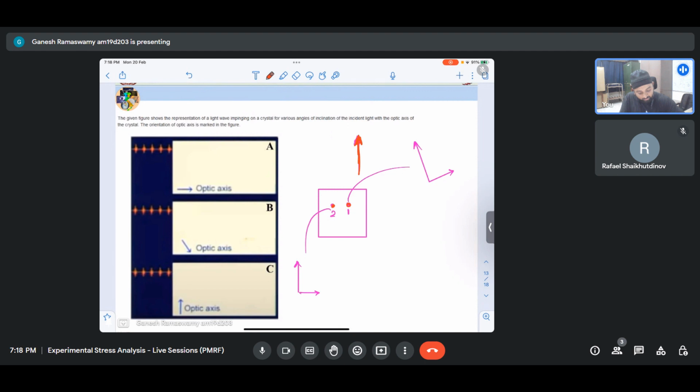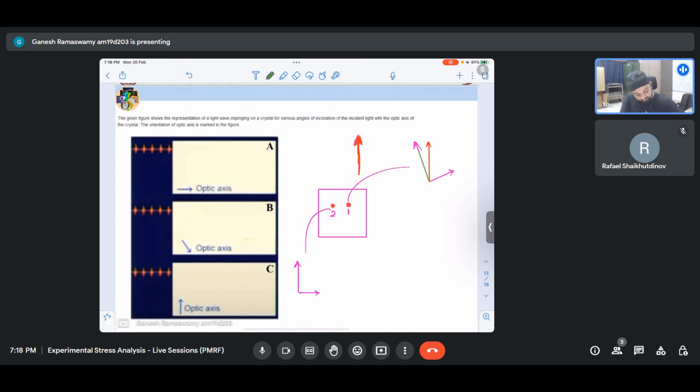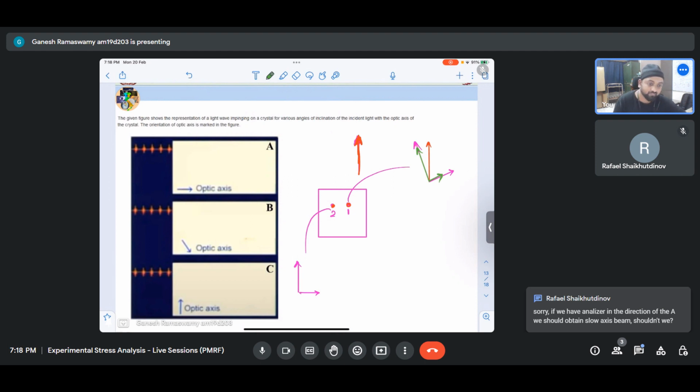At point 1, this is my light vector, which will get resolved into two components. I'll draw them in green, in the direction of A.